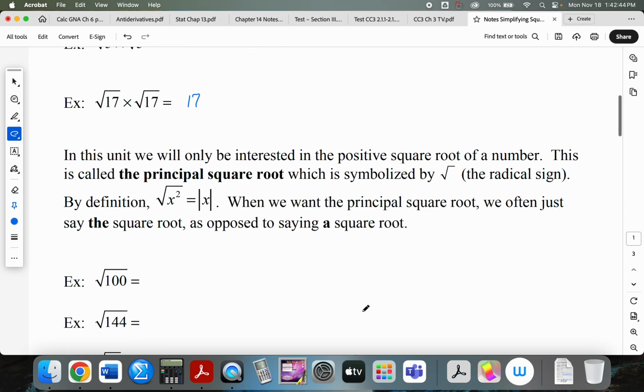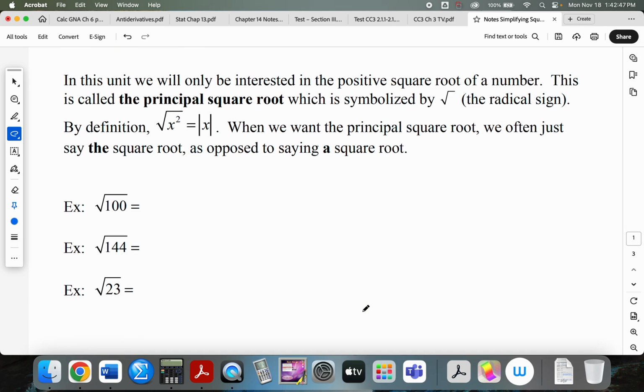So in this unit, we're only going to be interested in the positive square root of a number. This is called the principal square root. It's not really important that you remember that it's the principal square root. Just know that we're only going to be interested in the positive square roots. And the way that we write the symbol is this symbol. This symbol is not just the square root sign. It is called the radical sign. You can also have other roots other than square roots. You can have the cube roots and the fourth roots and the 17th roots. There's all kinds of different roots.